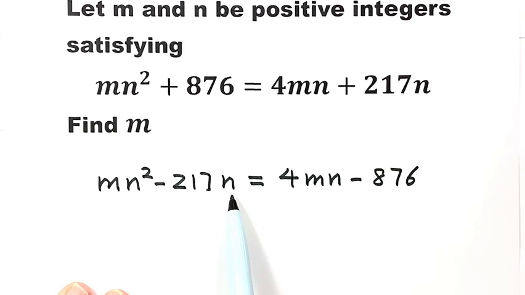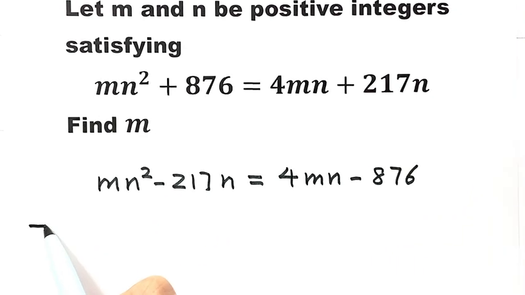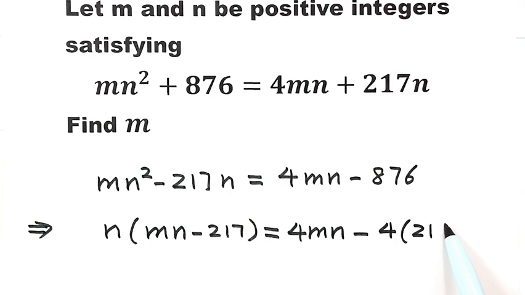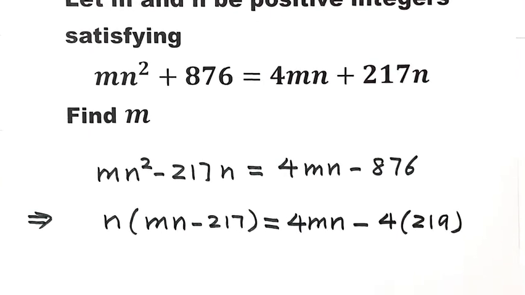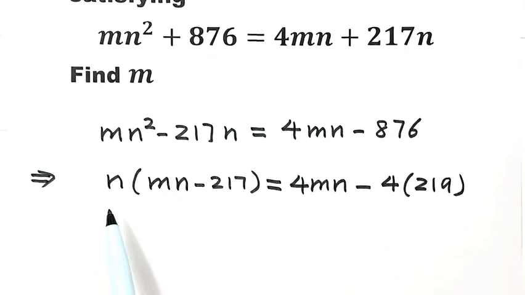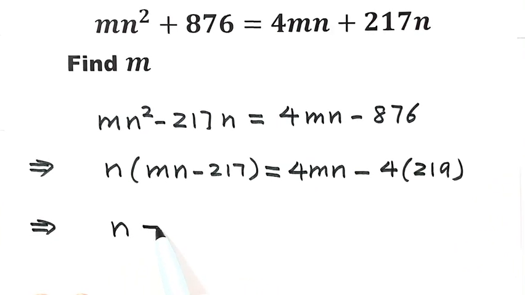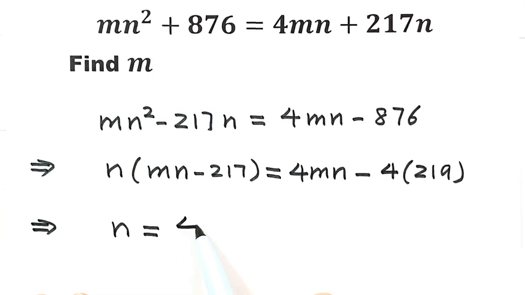Next, take out the common factor n. Then n times (mn minus 270) equals 4mn minus 876. Because here we have 4, for this one we can put it as 4 times 219. So next we want to solve for n. Then n equals, here just 4mn.